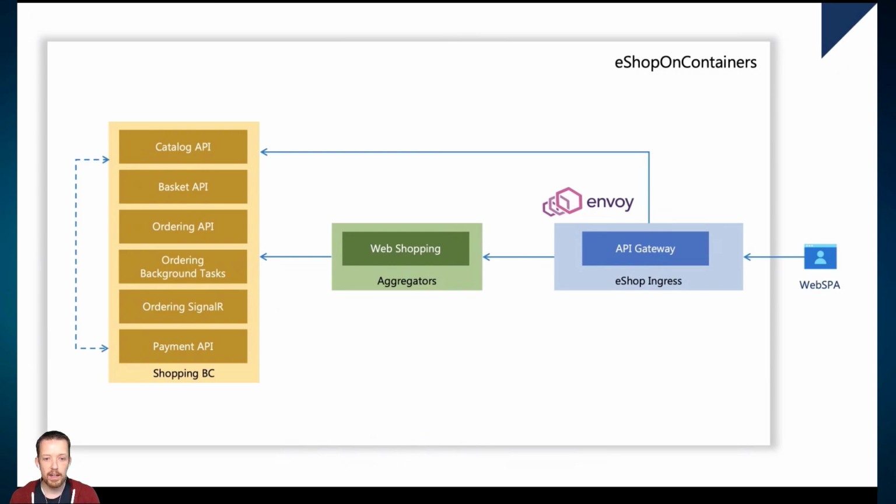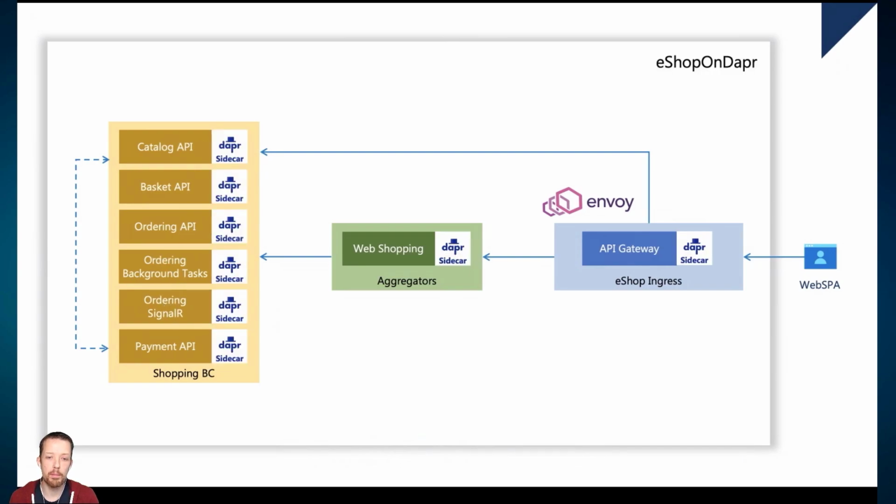Now, for the Dapr version of eShop, we've added Dapr sidecars to each of these services. And that makes it possible for us to use the Dapr building blocks. And as you can see here in this graphic, we also added a Dapr sidecar to the Envoy API gateway. So it's not just the .NET services that got a sidecar, but also the Envoy proxy. And that enables us to use the service invocation building block to call the backend services.